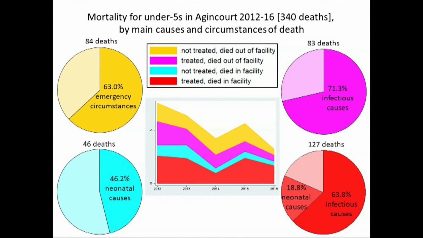So that's just one example of why we think this is an important way forward. Part of the VA data, whether people went to a facility with their sick child or not, whether the child died in a facility or out of a facility, and what the COMCATs were associated with those. So there were 84 deaths, for example, which were not treated and died out of the facility, but 63% of those 84 were emergency circumstances where, you know, the bad things happen. I mean, that's the message of that.